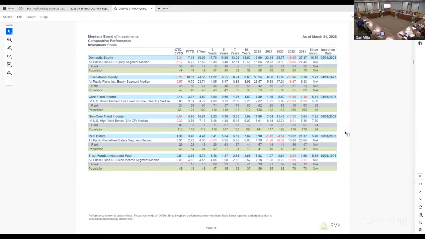Real estate, very good performance in near term fiscal year to date, just missed the top quartile. Longer periods has been around median or a little better. And then finally, trust fund pools, we actually compare you to what if you were just in fixed income? How would you rank? And you've ranked quite well in near term periods and longer term periods with a little bit lower rank in 3 years.